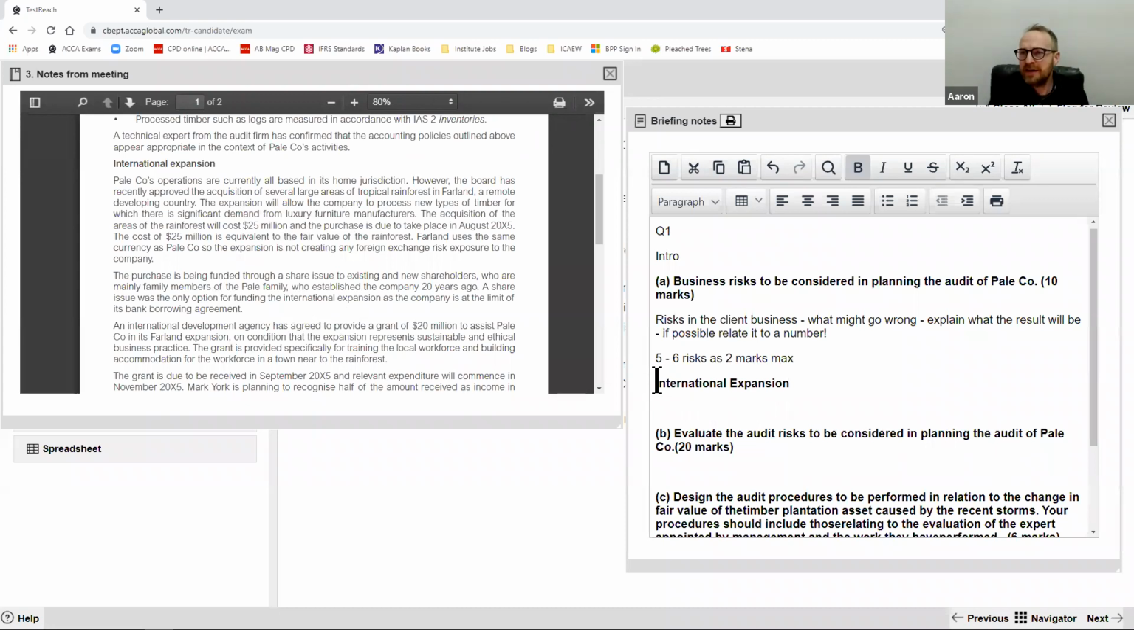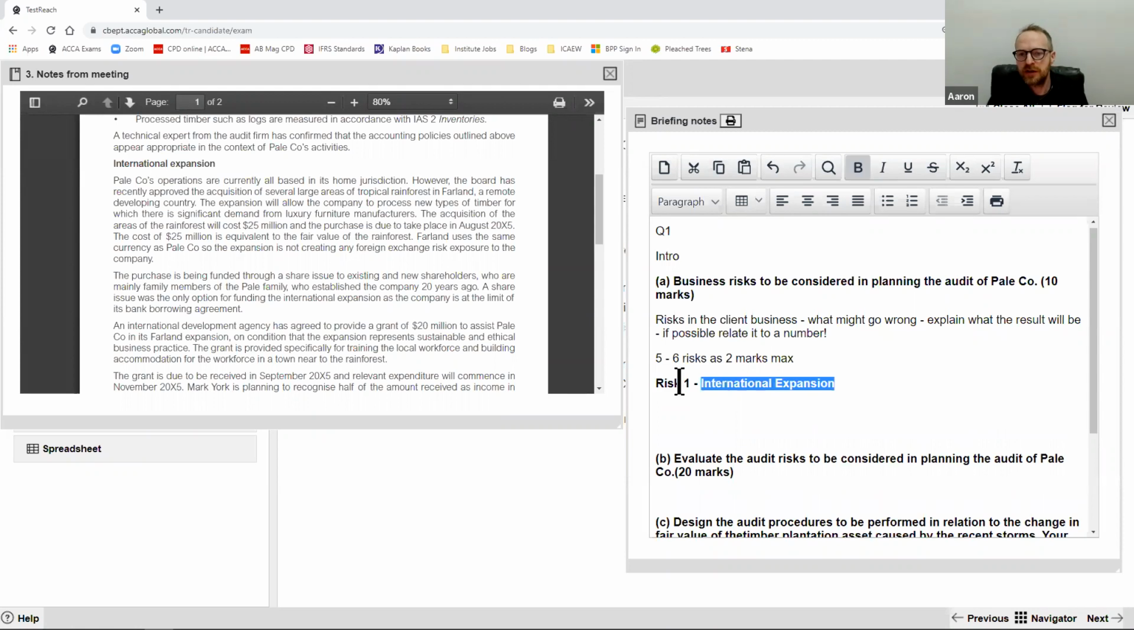Okay, now I might even call it risk one. And why might I do that? Because lots of times whenever I mark these papers, students just talk too generally, and they don't actually say the risk here is that. Okay, so that's what I want you to be doing.